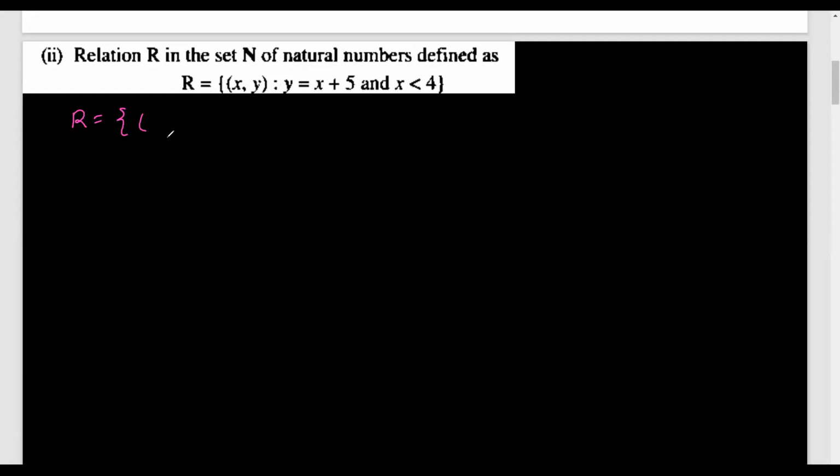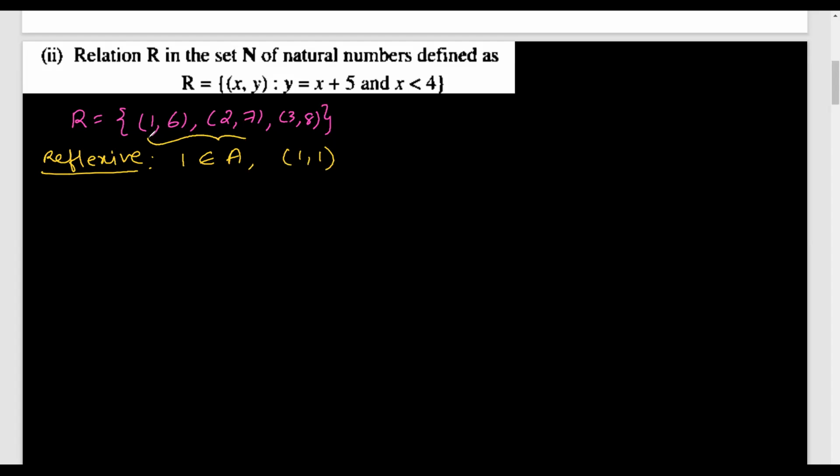If we choose x as 1, since it is a natural number, it should start with positive 1. Okay? So if we choose x as 1, then y is equal to 1 plus 5, 6. If we choose x as 2, 2 plus 5, 7. If we choose x as 3, 3 plus 5, 8. We cannot choose more than that, as it is given x less than 4. Now we'll move on to the relation one by one. So first for reflexive, if we choose 1 from the set A, we should have (1, 1) in the relation. Do we have (1, 1) here? No, it does not belong to the relation. Therefore, R is not reflexive.